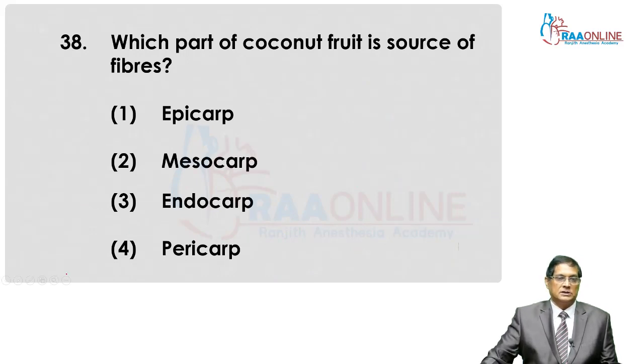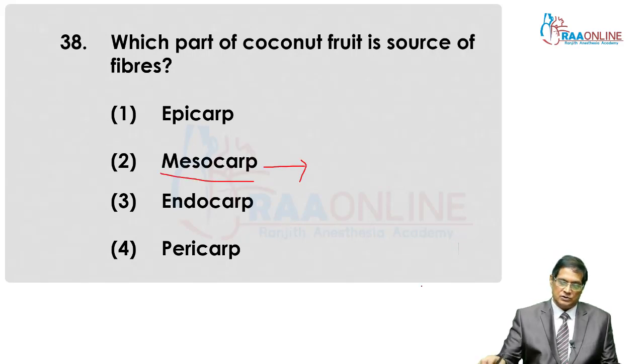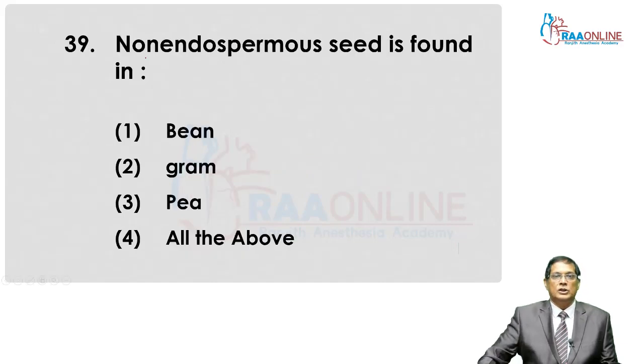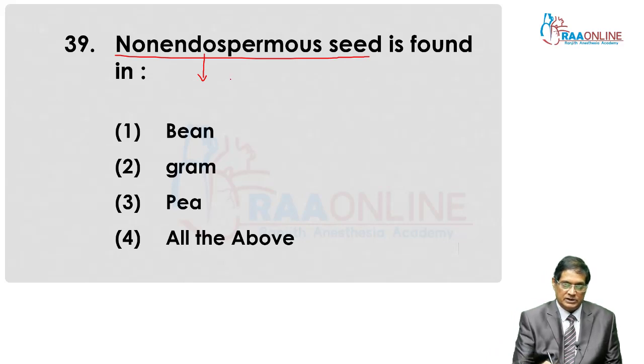Coconut fruit fibers already mentioned, that is, mesocarp is fibrous and coconut fibers are known as coir fiber. Non-endospermous, that is, endosperm is digested fully, so it is not seen in the seed. Non-endospermous seed is also known as exalbuminous seed.